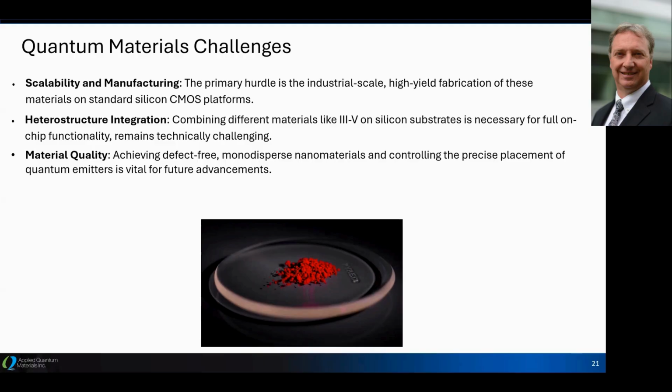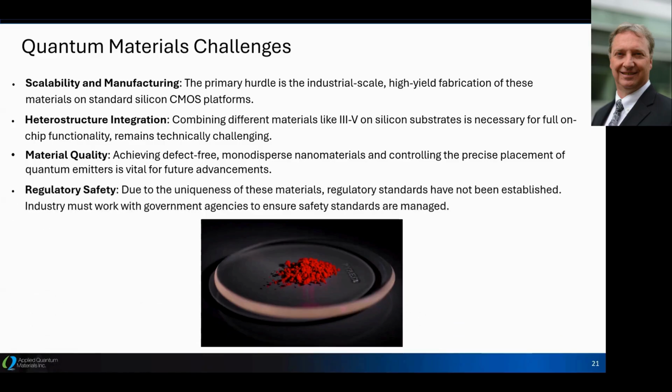So quantum material challenges. Okay, scalability in manufacturing. It's a big problem to create high yield fabrication on CMOS platforms, major problems. Heterostructural integration. We're combining all kinds of different materials together on a silicon substrate to maintain chip functionality, which is another challenge.